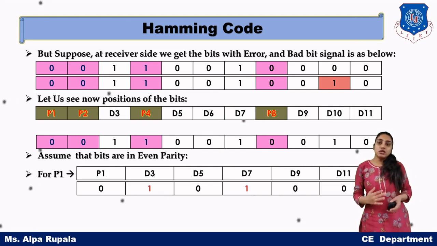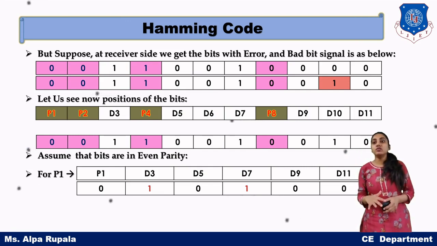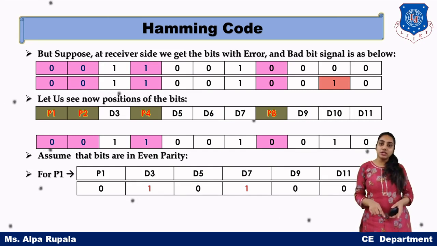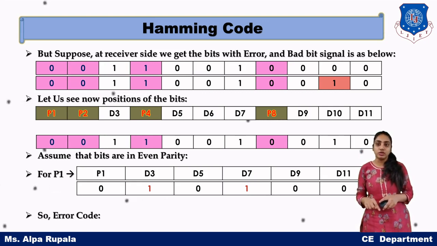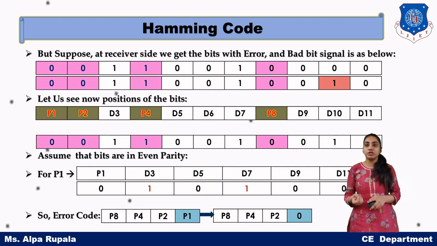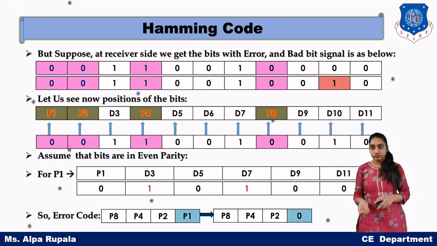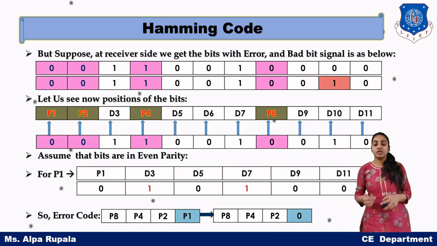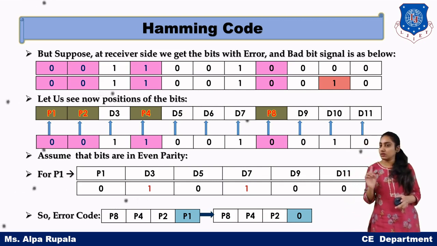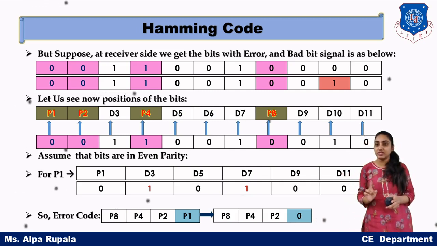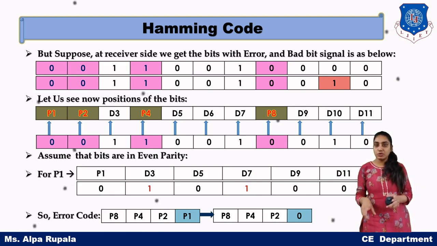So assuming that, suppose we need to calculate the P1 parity again. We check whether the data for the P1 parity is already in an even parity sequence. If so, the answer will be 0. If it is not in an even parity, then the answer will be 1. So we need to calculate the error code, which is P8, P4, P2 and P1. So we firstly need to calculate for P1, using the same checking sequence.